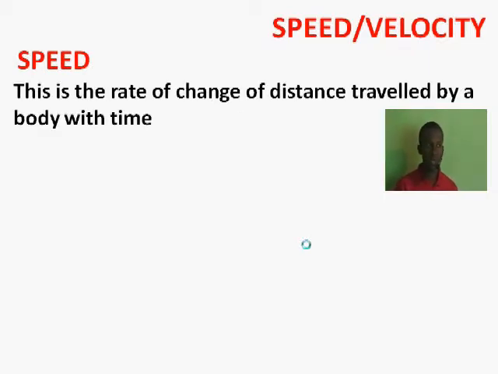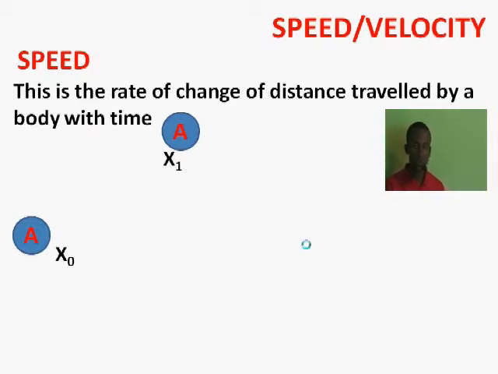Speed cum velocity. What is speed? Speed is defined as the rate of distance traveled by a body with time. Consider the body A shown on the screen. This body is meant to undergo motion from its initial position x0. It sets out into motion, and on arriving at its new position, we define that point as s1. Now from the point s1, the body continues its motion and gets to a final position. This final position is what we now call s2.